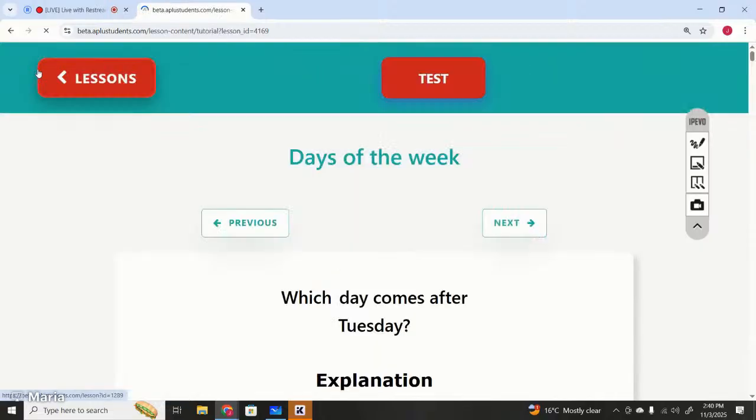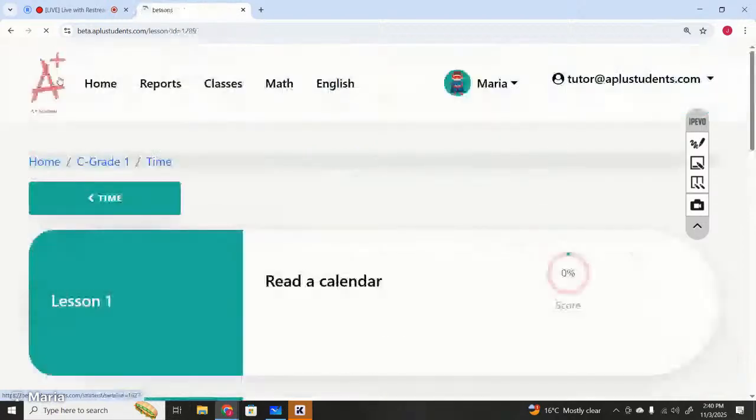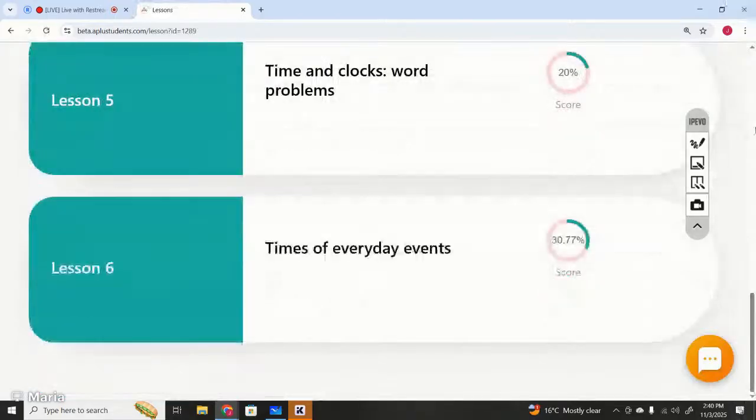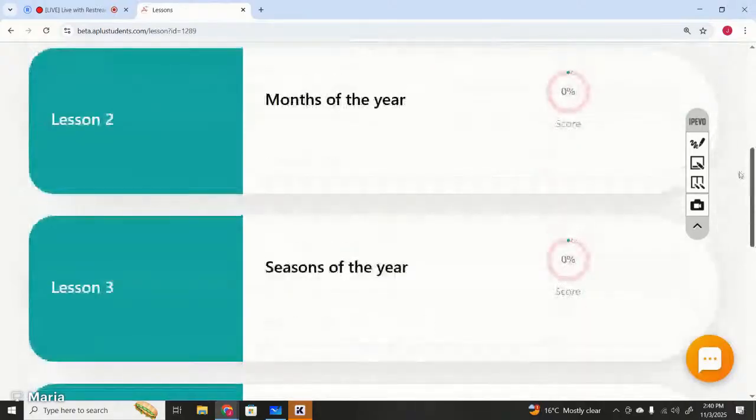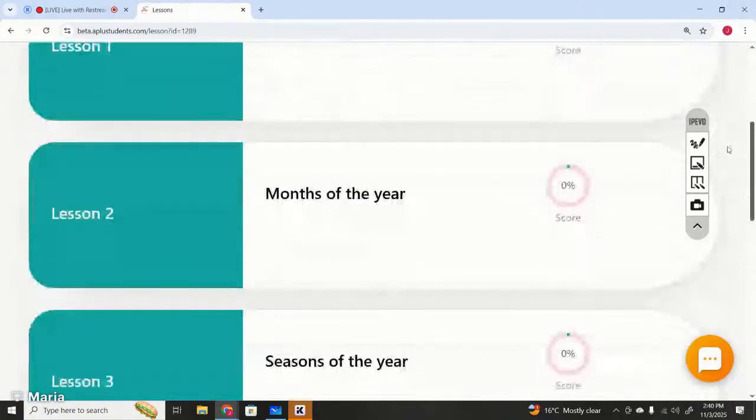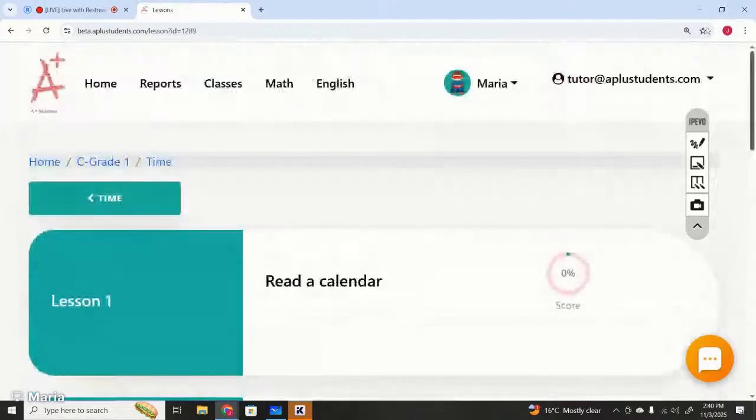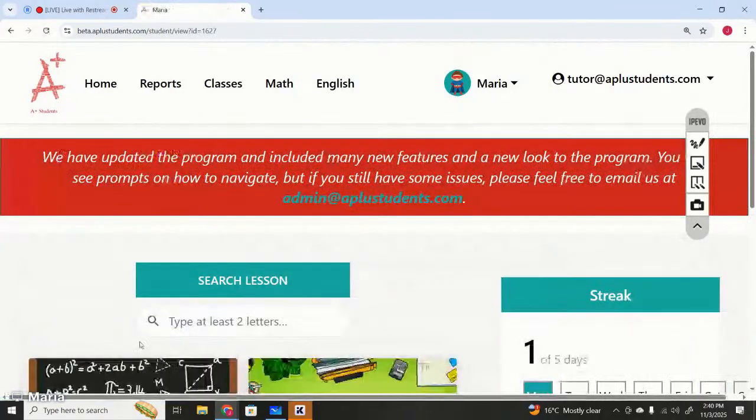So we were working on grade 1 math. The chapter we were working on is time. The lessons we have covered today are reading the calendar, months of the year, and days of the week. So please make sure that before the next session you complete all the practice questions for the lessons we just did. That is your homework until the next session.